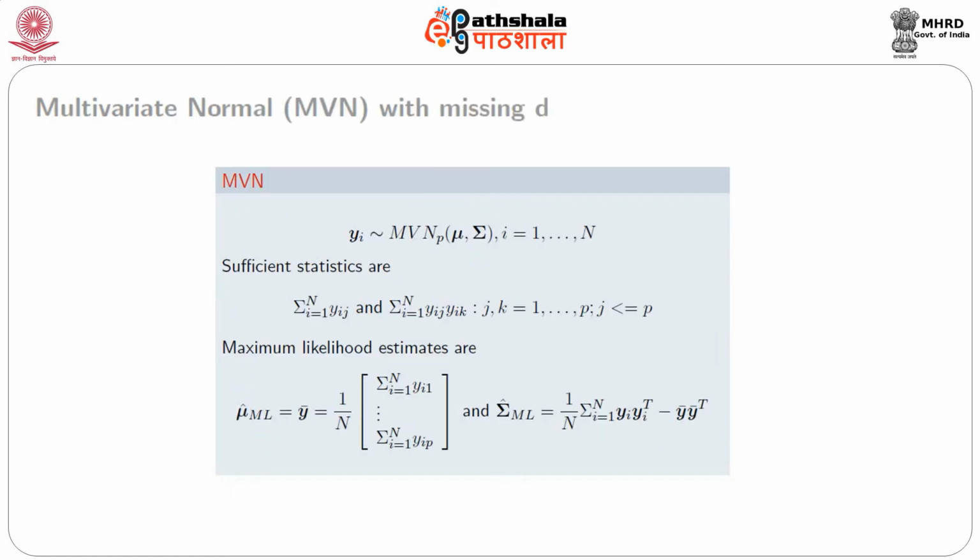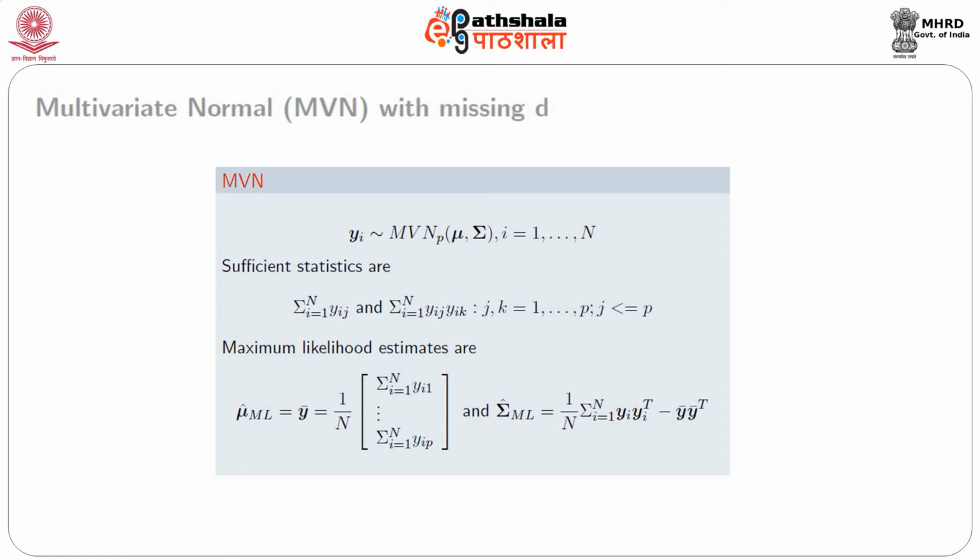Now, we again illustrate the EM algorithm in the context of a multivariate normal. Initially we had shown it for a univariate normal, but this time we show how the EM algorithm works for a multivariate normal. So, for a multivariate normal with missing data, for complete data we assume that yi follows a multivariate normal.